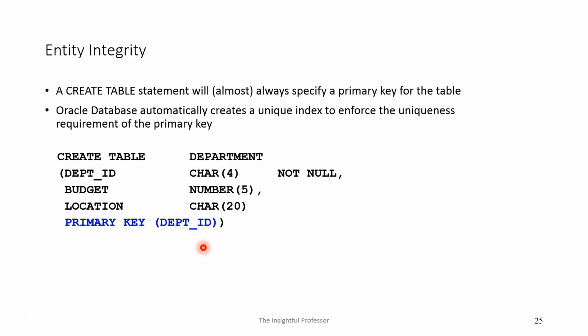Most relational databases today, or I should say many of them, implement an index, perhaps automatically, to enforce the uniqueness requirement. Oracle is one of these databases that automatically creates an index to enforce uniqueness on the column or columns designated as the primary key.